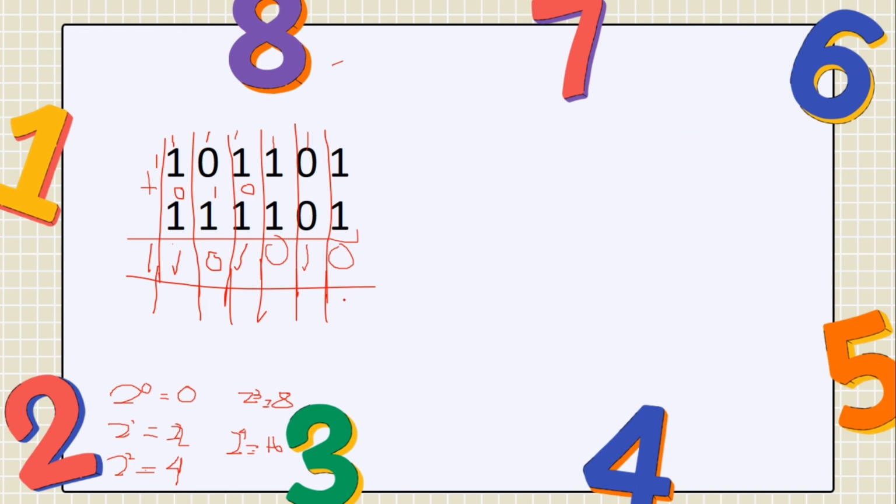For the first column, 1, second, 2, 4, 8, 16, 32, and 64. So, identify na to. To check this, imong pansin na lang diri is the number 1 lang.